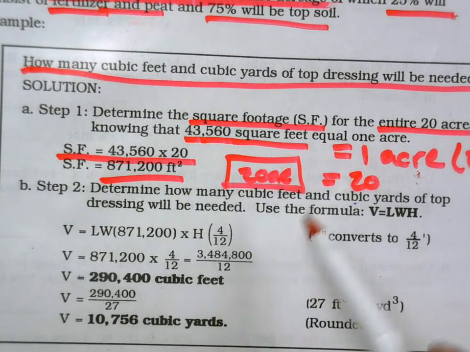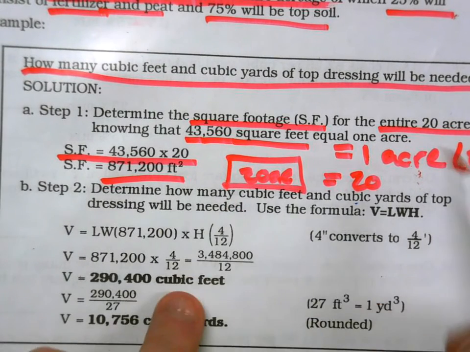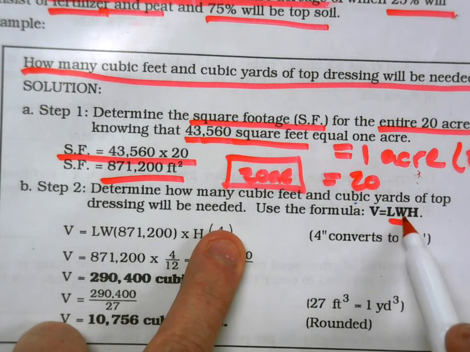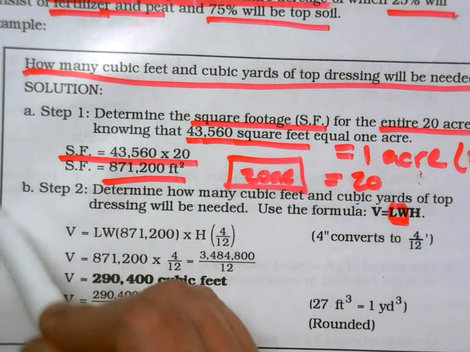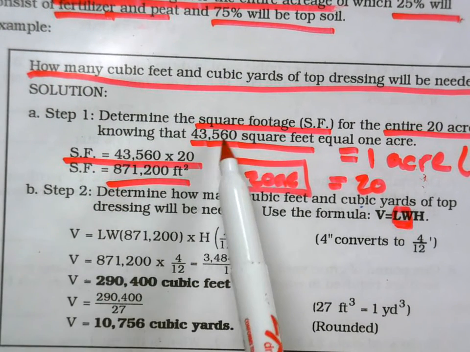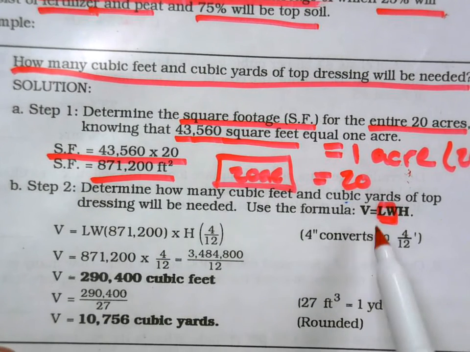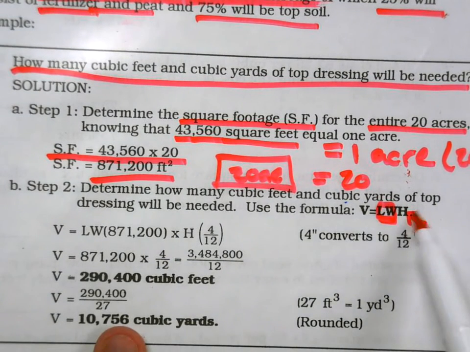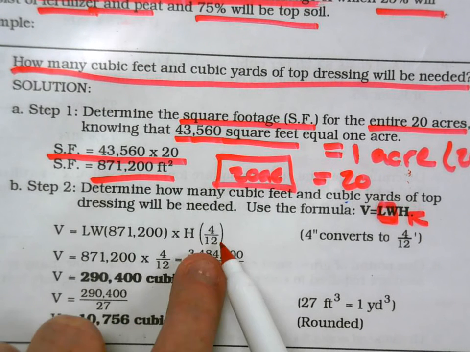But now we need to figure out how deep it is, because we want to go 4 inches deep. So we've already done the length times the width, because that's our area, right? Area equals length times width. So we already figured out the area of our acres in feet. So now we need to do the height, or the depth in this case. Okay? And it's going to be 4 inches deep.